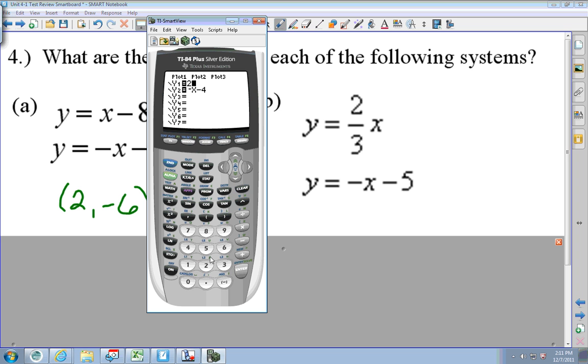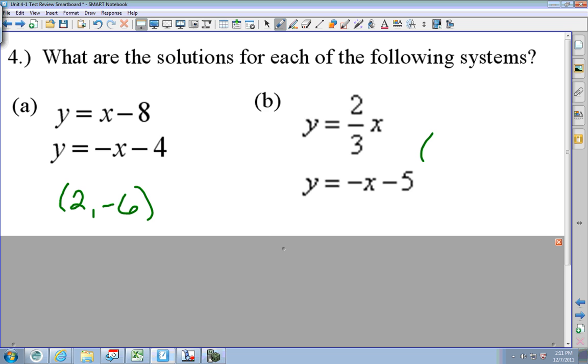Okay, the next one, we're going to go in here into y equals. Let's put in there 2/3 x, and then in y2, we're going to put in there -x - 5, and I'm going to press second graph. Let's look in the table first, see if we see it. Oh, right away I do. Look, -2, -2. So my answer is going to be (-3, -2). Well, that was a coinky-dink.